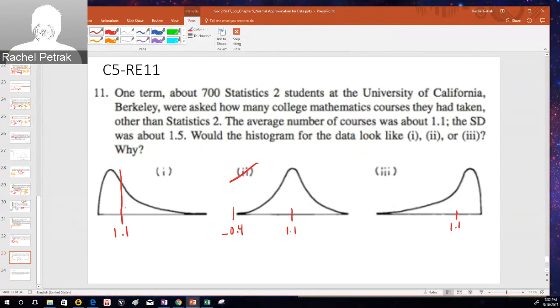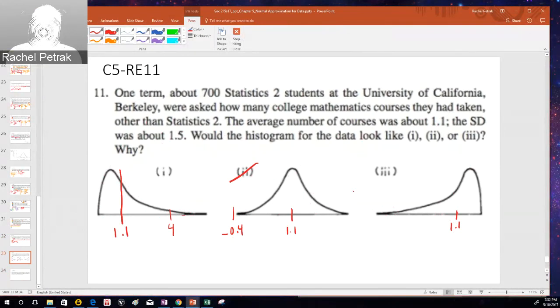And so if we have a standard deviation of about 1.5, we know that some students took a lot more courses than 1.1, because with a big standard deviation like this, there must be some students with a much higher number of courses, like maybe 4, for example.